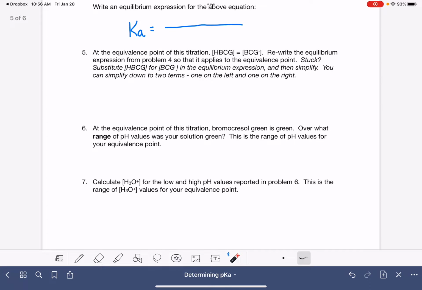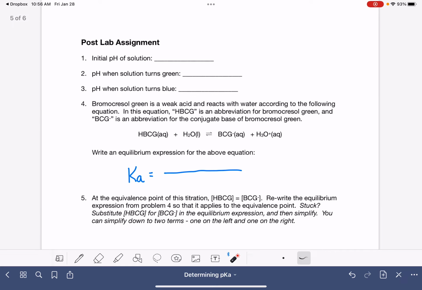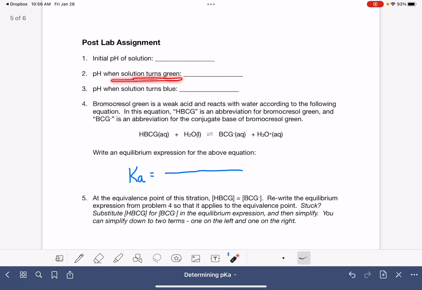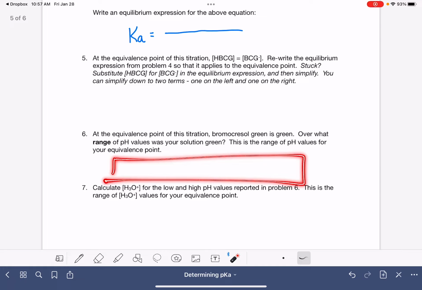And then it says, at the equivalence point of the titration, bromocresol green is green. Over what range of pH values was your solution green? So going back up to your data, your range starts when the solution turns green. This is the starting point of your range. And it ends when the solution turns blue. So the range of pH values when the solution is green is whatever this number is all the way to whatever this number is. In this spot, you are just going to report that range of pH.